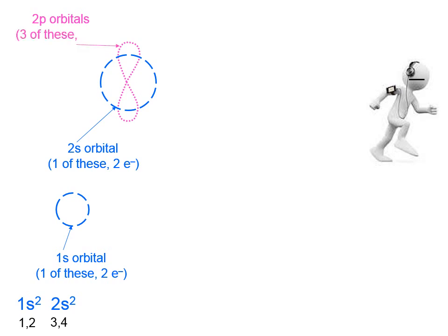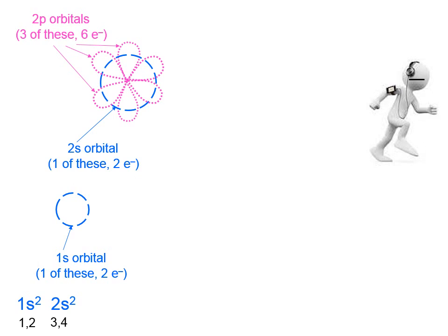It turns out, because of the way they built the park, that there are 3 of these 2p orbitals. So electron number 5 goes on to one, electron number 6 goes on to another, electron number 7 goes on to a third, because the rule is that all orbitals of equal energy have to have one electron before any doubling up.